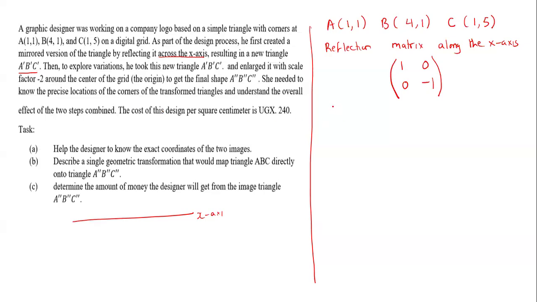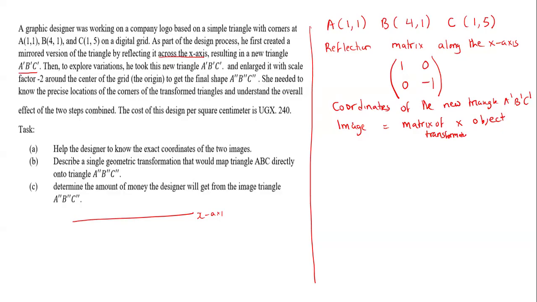So I'm going to write the coordinates of the new triangle, A prime, B prime, and C prime. So we have said that to get the images, always we say image is equal to matrix of transformation, then times the object. That is what always we say.